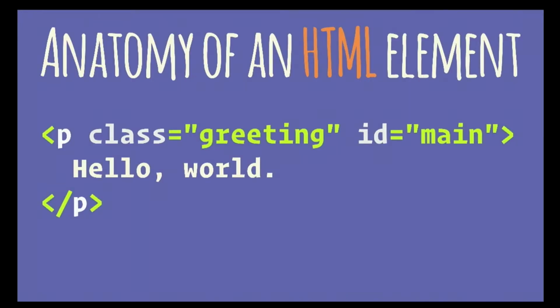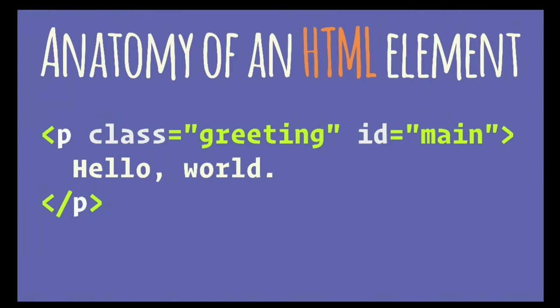We talked about the anatomy of an HTML element. What do we have here? Whole thing's an element, right? What's class and ID? What are those? Attributes, that's right. Attributes with the values, greeting, and main. What do we call hello world?